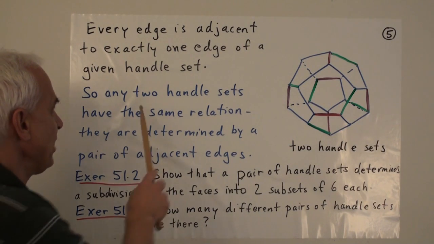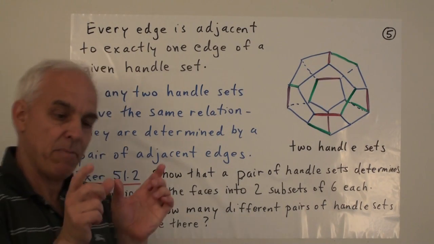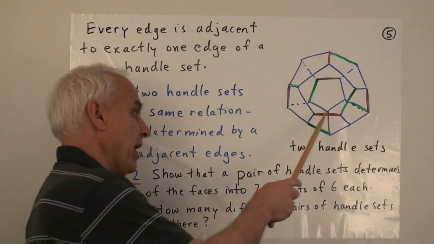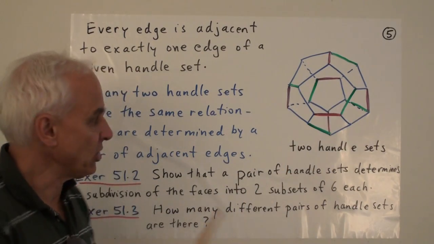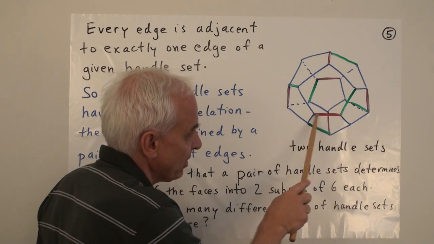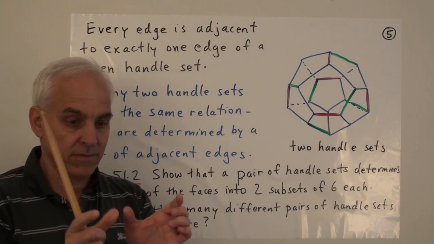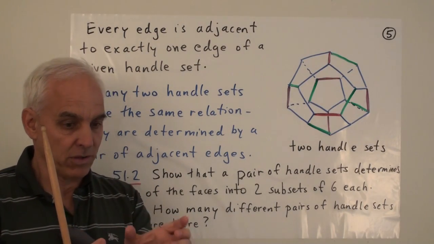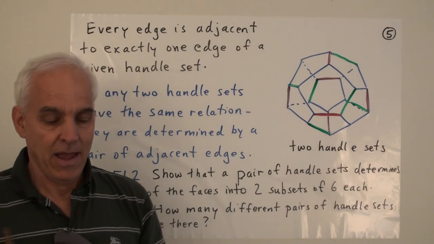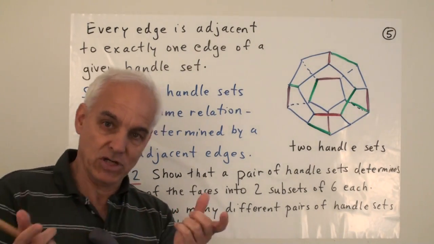That means that any 2 handle sets really have the same relation because they're determined by a pair of adjacent edges. For example, the red and the green handle sets are determined entirely by this pair of adjacent edges, a red one and a green one. So you specify any pair of adjacent edges, call one of them red, the other one green, they determine 2 handle sets. And any 2 handle sets are determined by such a pair of adjacent edges.